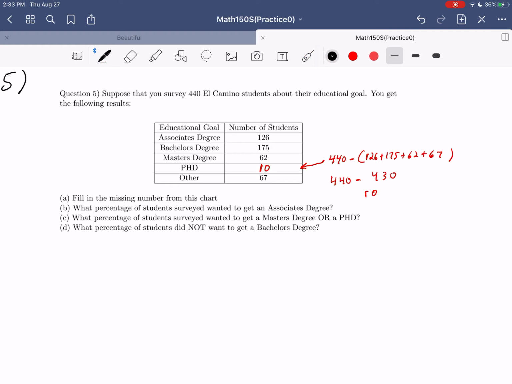All right, we've got some percentages to calculate here. So I guess this right here was A. Let's go ahead and do the others here. What percentage of students surveyed said they wanted to get an associate's degree?